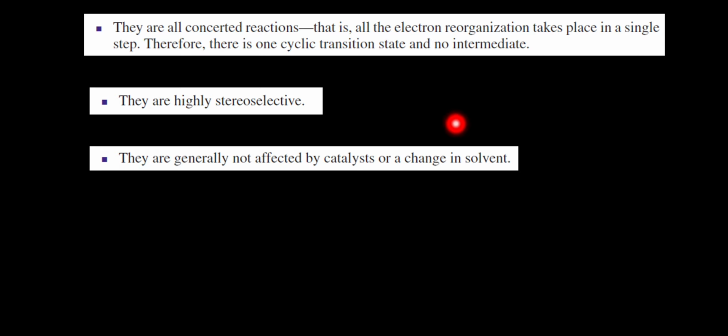Okay, what is the other important feature? It is stereoselective, highly stereoselective, and the stereochemistry of the product depends on two things. One is the number of pi bonds involved in the reactant. Second, the reaction condition, whether it is thermal or photochemical, that is, whether heat or light is involved. The stereochemistry depends on that. And the third one is that it is not affected by a catalyst or a change in solvent.